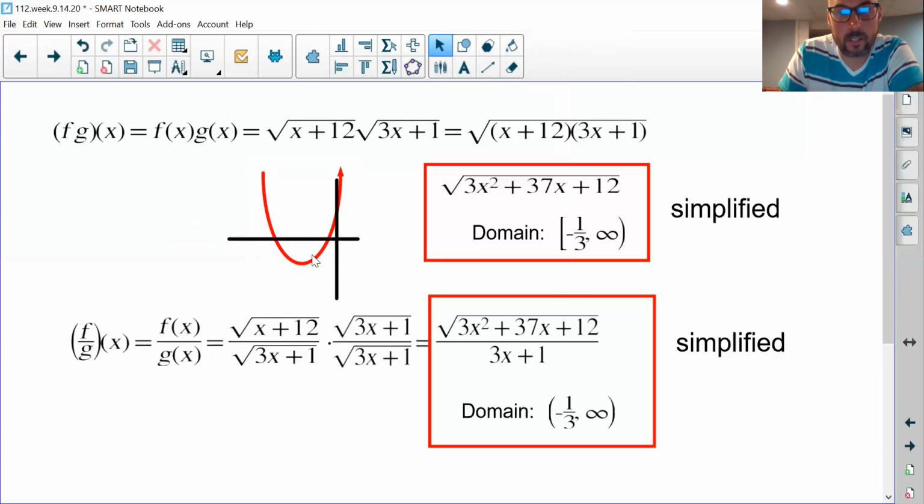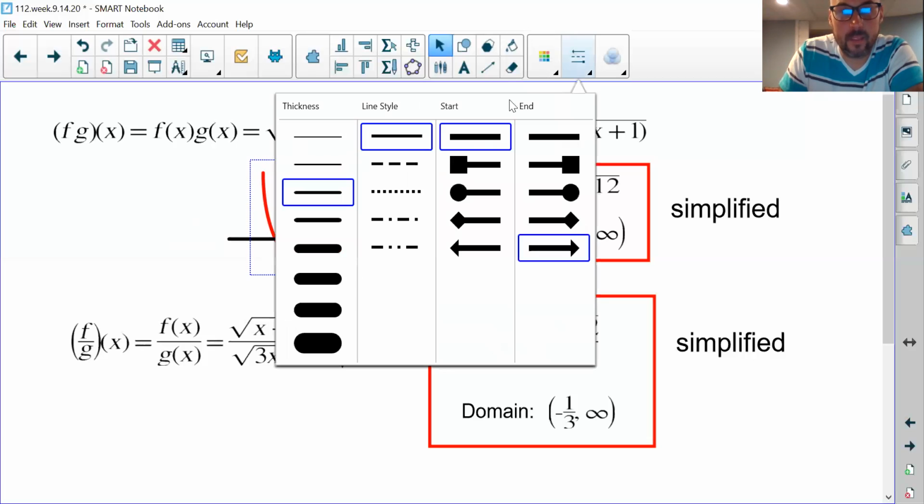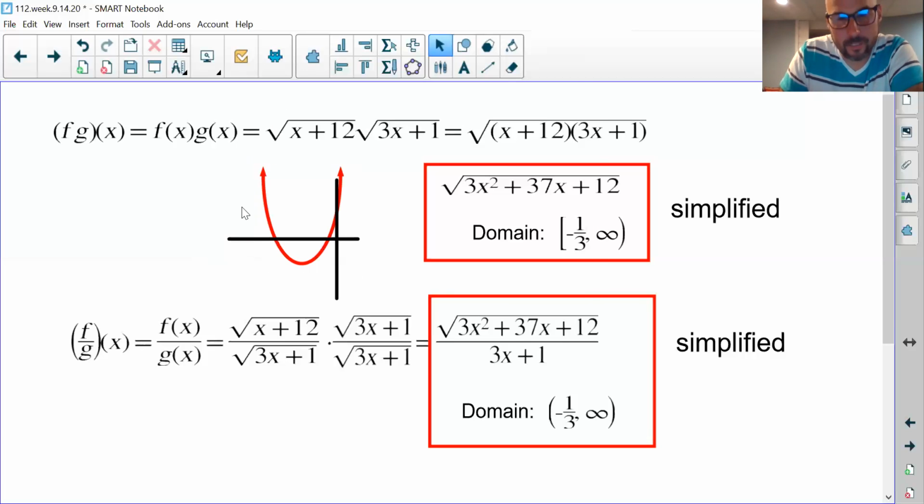Here's what that parabola looks like. And if we take the square root of this parabola, what's the domain? Well, you can't take the square root of these negatives. So the domain of the square root of this parabola will be all the x values over here, everything less than negative 12, and all the x values over here, all the x values greater than negative 1/3.